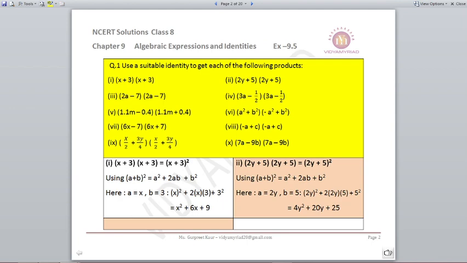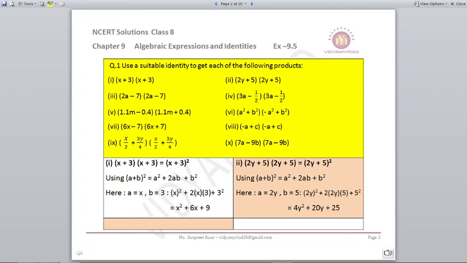Use a suitable identity to get each of the following products. So now one by one I will be telling you the identities. You may write down somewhere so that you can learn it. Now first part, (x + 3)(x + 3). Now both x + 3, if you see, they are same, that is (x + 3) the whole square I can write it as. Now this has a formula of (a + b) the whole square, which is a square + 2ab + b square. So learn this by heart.